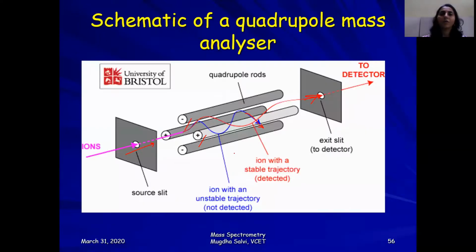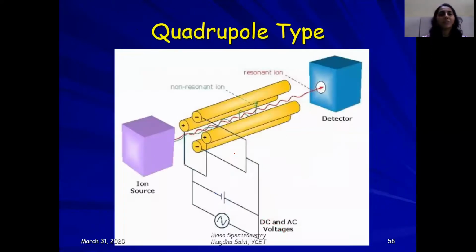And lastly, for the quadrupole type, you can draw this diagram. Again, there is one more simplified line diagram present in R.S. Khandpur, which you can all refer to from the exam point of view.